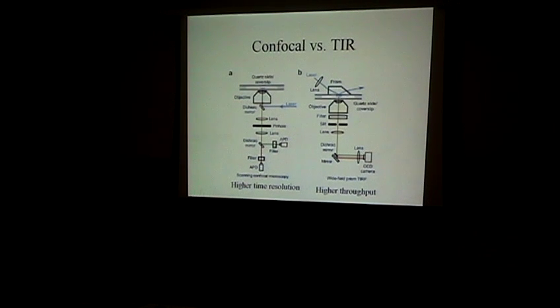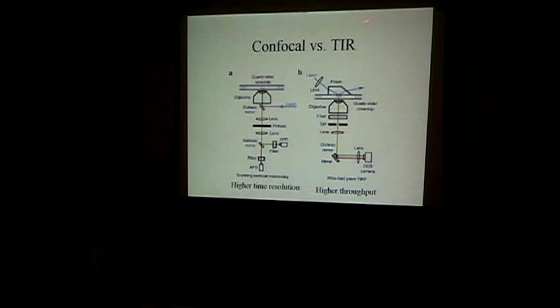There are two primary ways of measuring fluorescence at the single molecule level. One is confocal and the other is TIR. And the two mainly differ in terms of time resolution and throughput. In confocal, you're using a focused laser light to excite a single molecule and detect the signal from the same molecule, using point detectors that have very high time resolution. So you get much better time resolution, but you can only measure one molecule at a time, so your throughput is limited.